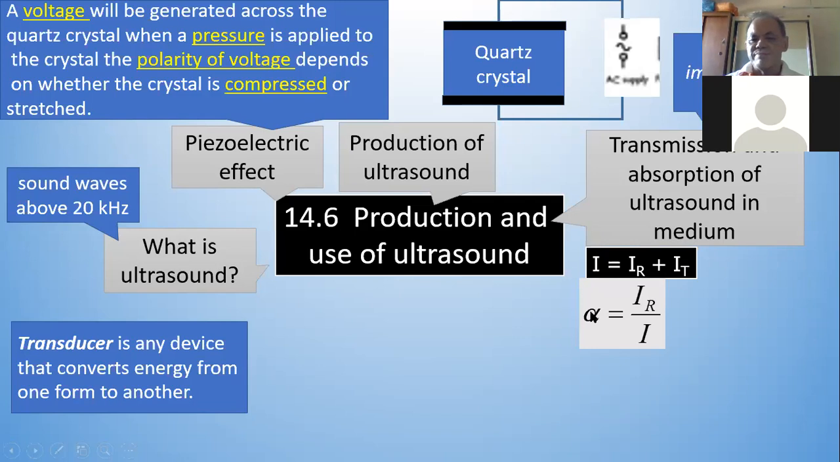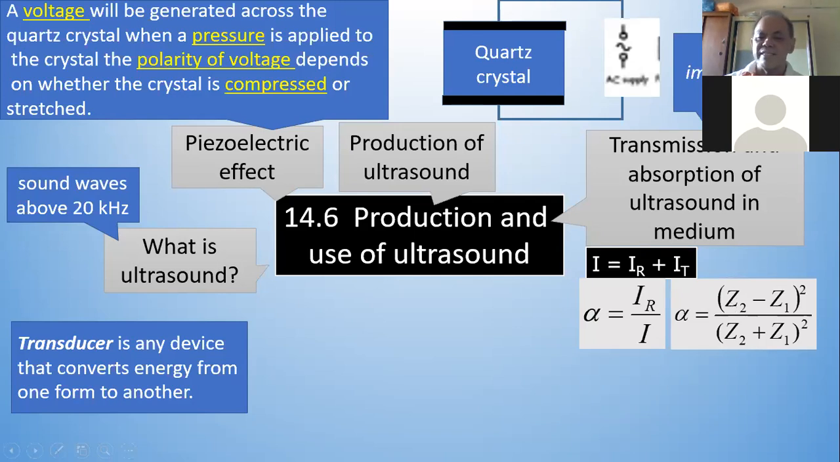And this allows us to calculate the fraction, the reflection coefficient. Basically, IR over I is just the difference between the acoustic impedances of the two media, Z2 minus Z1, and then we square that, divided by the sum of them squared. That's all. Right? This formula usually will be given in the exam, but you need to know how to interpret it.